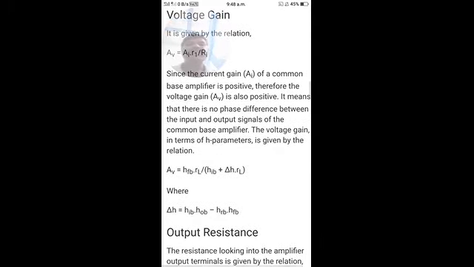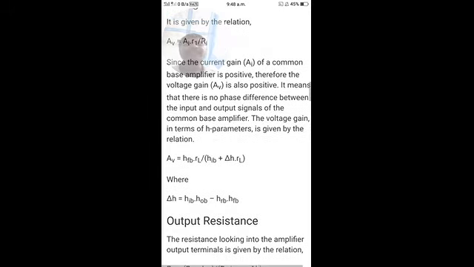So AV is HFB into RL by HIB plus delta H into RL. After substituting AI, we will get this formula, where delta H is HIB HOB minus HRB HFB.